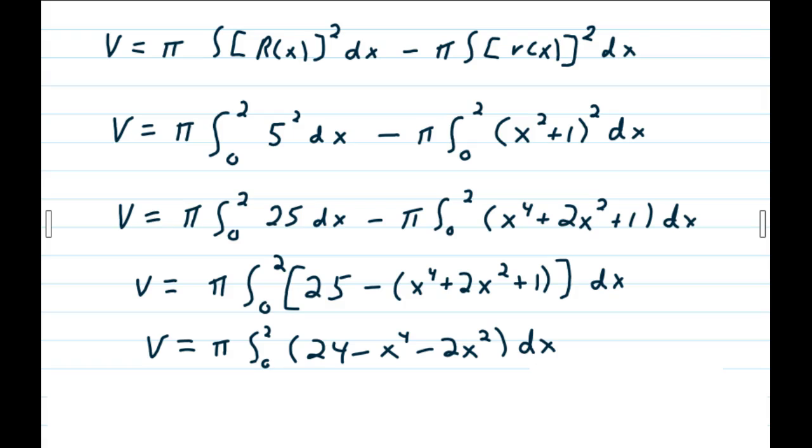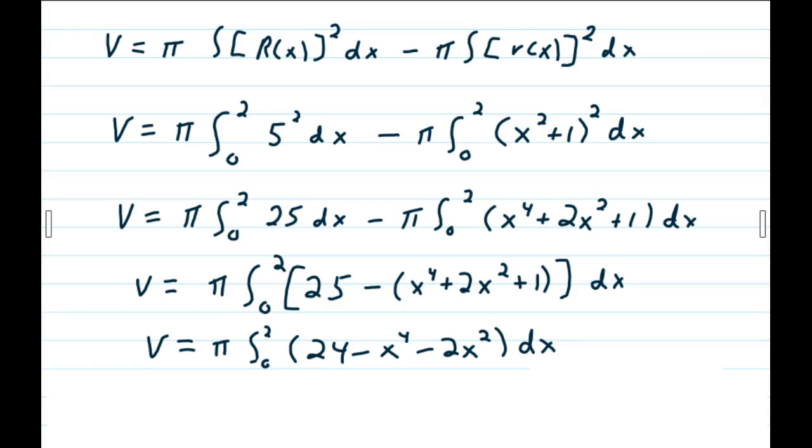Now we take our formula. V is equal to pi big R of x squared dx minus pi little r of x squared dx. From the previous page, we saw that the big R of x was 5. Little r of x was x squared plus 1. They each stopped short because of the y is equal to 1 axis of revolution. So we have V is equal to pi integral from 0 to 2 of 5 squared dx minus pi integral from 0 to 2 of x squared plus 1 squared dx.